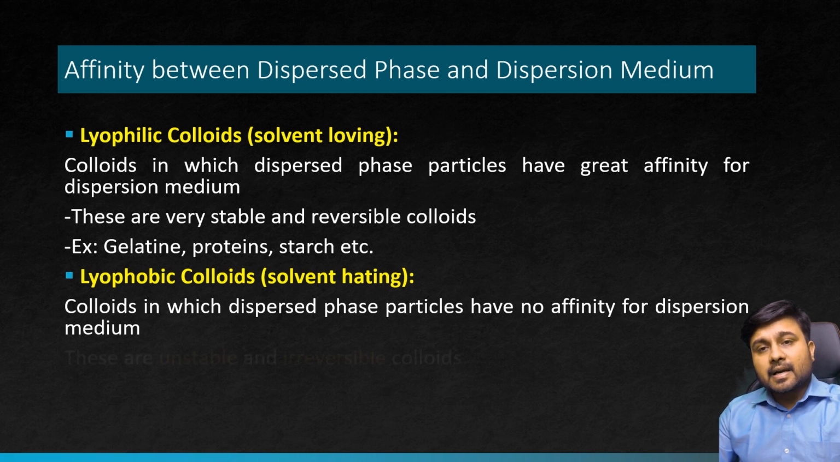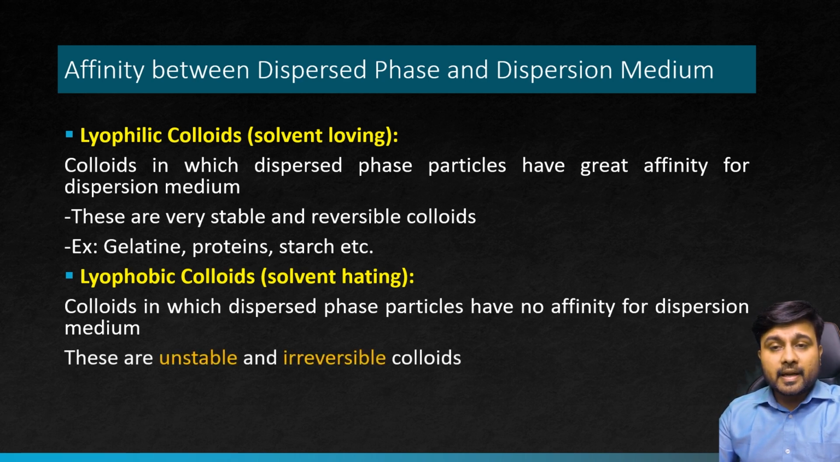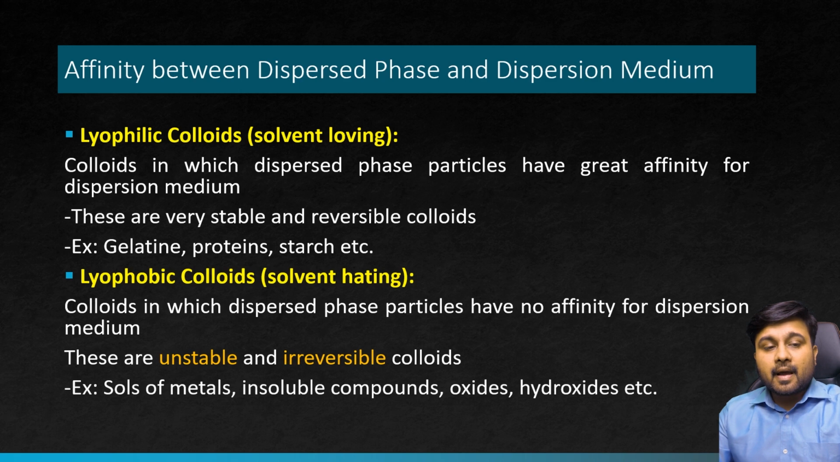These colloids are unstable and are mostly irreversible. It is not possible for us to convert them back into a colloid once coagulated. For example, various salts of metals, insoluble compounds, oxides and hydroxides.